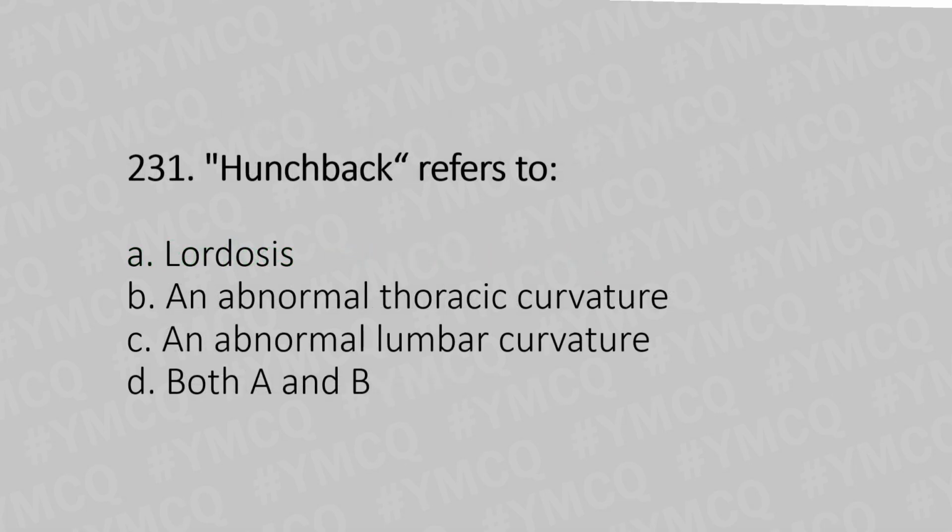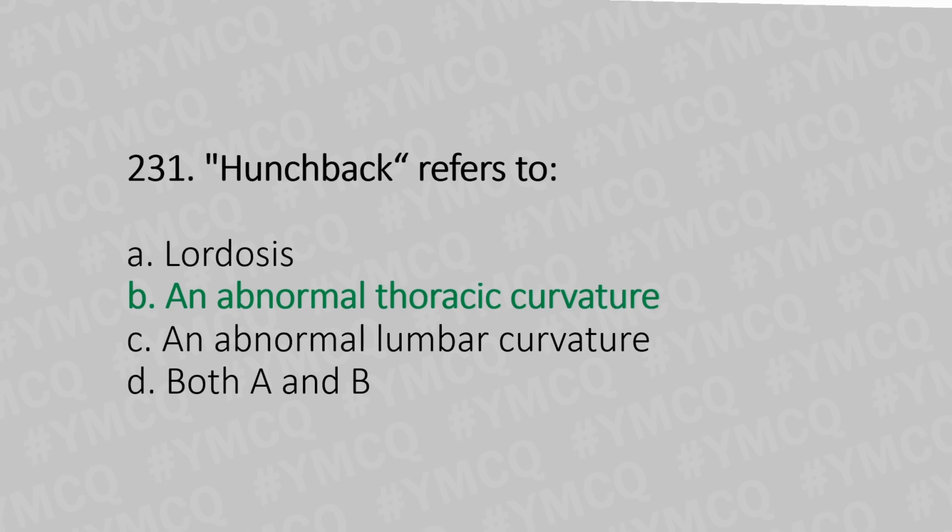Now let's move to question number 231. Hunchback refers to option A, lordosis, option B, an abnormal thoracic curvature, option C, an abnormal lumbar curvature, option D, both A and B. And the answer is option B, an abnormal thoracic curvature.